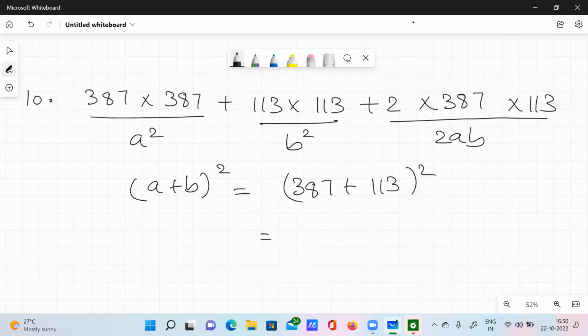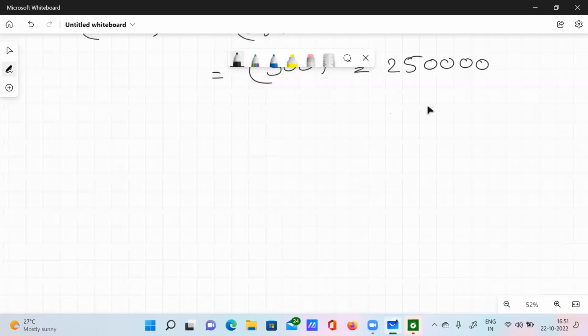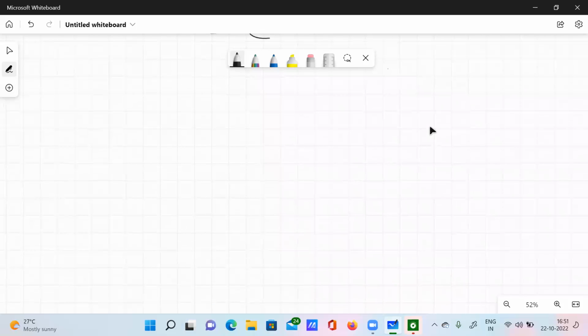That's simple, right? So just sum it up. 7 plus 3, 10. 8 plus 1, 9 plus 1, 10. 3 plus 1, 4 plus 1, 5 whole square. So what's the value? 5 5s are 25. Put 4 zeros here. This would be our answer.